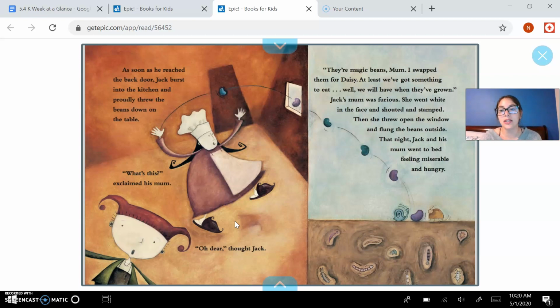As soon as he reached the back door, Jack burst into the kitchen and proudly threw the beans down on the table. "What's this?" exclaimed his mom. "Oh dear," thought Jack. "They're magic beans, Mom. I swapped them for Daisy. At least we've got something to eat. Well, we will have when they're grown." Jack's mom was furious.